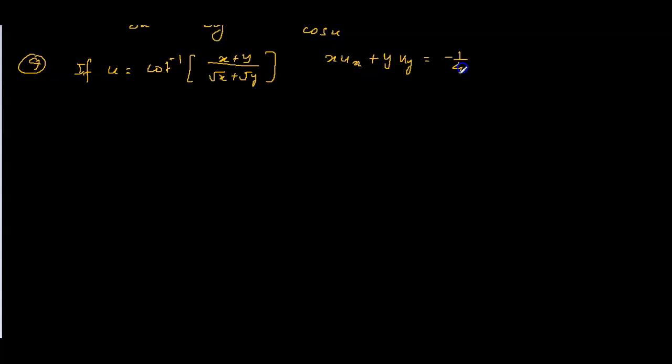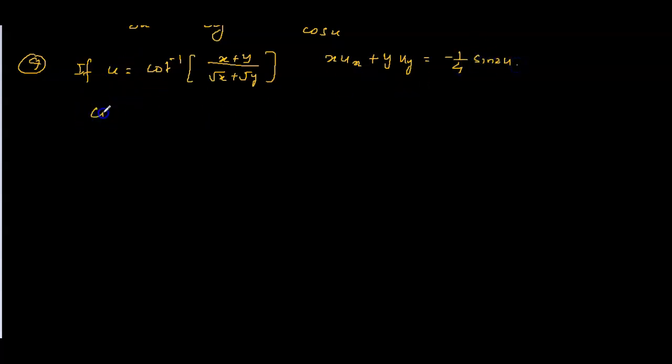Next, question number 4. Given u is equal to cot inverse of x plus y divided by square root of x plus square root of y. We need to prove here x into del u by del x plus y into del u by del y is equal to minus 1 by 4 sin 2u.